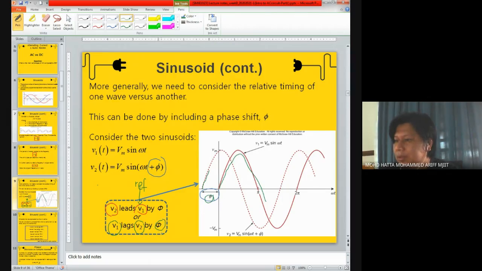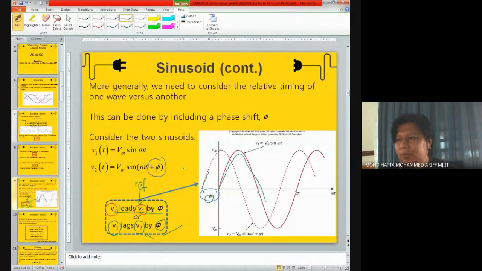So here, you can say that V2 is our reference. And this statement is based on sinusoids. We will ask you what the characteristic is, whether it's leading or lagging, so you need to write your answer based on this kind of statement. All right.